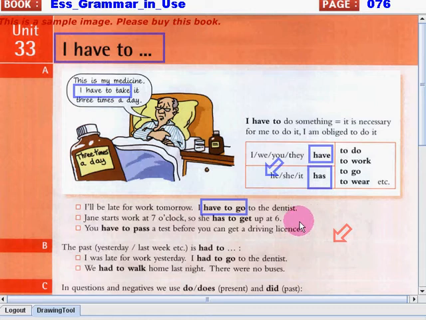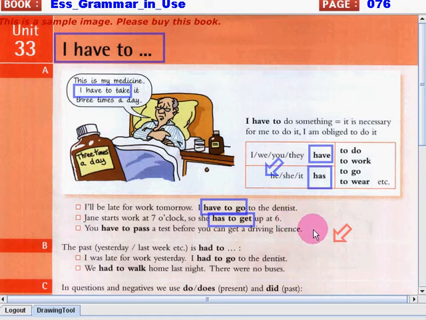Next. "Jane starts work at 7 o'clock, so she has to get up at 6." We have the words "has to get." We used "has" because our subject is "she," singular. So thus we have to use "has." Now, we are saying here that Jane starts work at 7 o'clock. So it's her obligation to get up at 6 because if not, she'll be late for work.